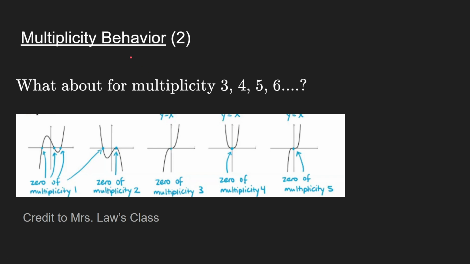So let's talk about multiplicity behavior even more. Now that we've discussed even and odd multiplicity and what they do, how do we actually know what multiplicity number we're dealing with? Because there are many different odd numbers, for example, 1, 3, 5, 7. How do we actually figure out which multiplicity we're dealing with? So a multiplicity of 1 basically means it looks something like this, where the line cleanly crosses the x-axis.